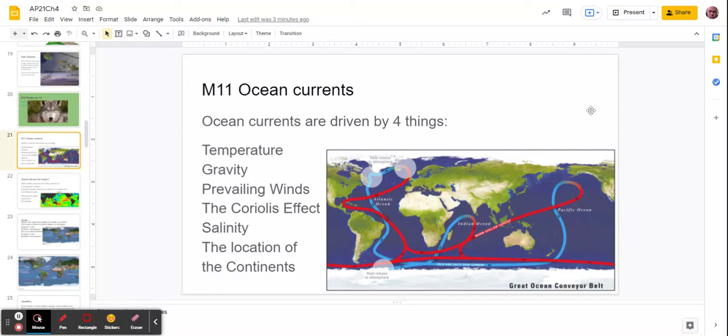All right, here we are. We're going to talk about Module 11, ocean currents. And ocean currents are huge for us. They really are a big driver of our whole Earth climate. And so we're going to talk about how they're driven by temperature and gravity. They're going to be driven by prevailing winds and the Coriolis effect, as well as salinity. And, of course, the continents get in the way of these ocean currents as well. So don't worry. We'll see this image again.